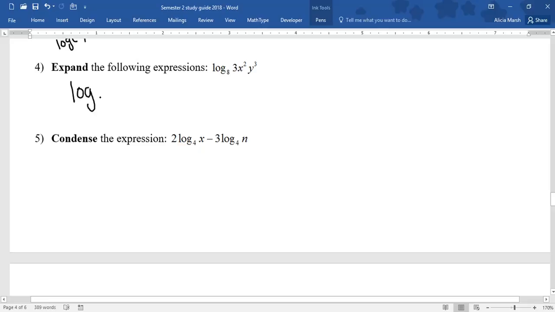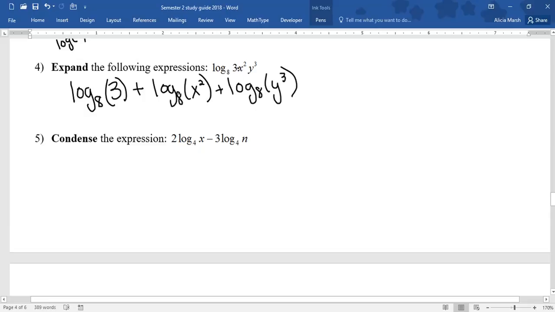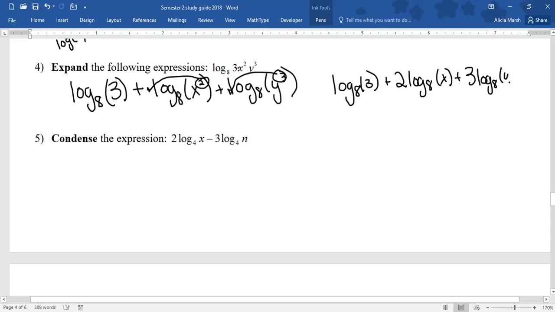So it's going to be log base 8 of 3 plus log base 8 of x squared plus log base 8 of y cubed. Okay, so I just made all this multiplication into addition. Then another thing, I take these powers and plop them out front. So I'm going to get log base 8 of 3 plus 2 log base 8 of x plus 3 log base 8 of y.